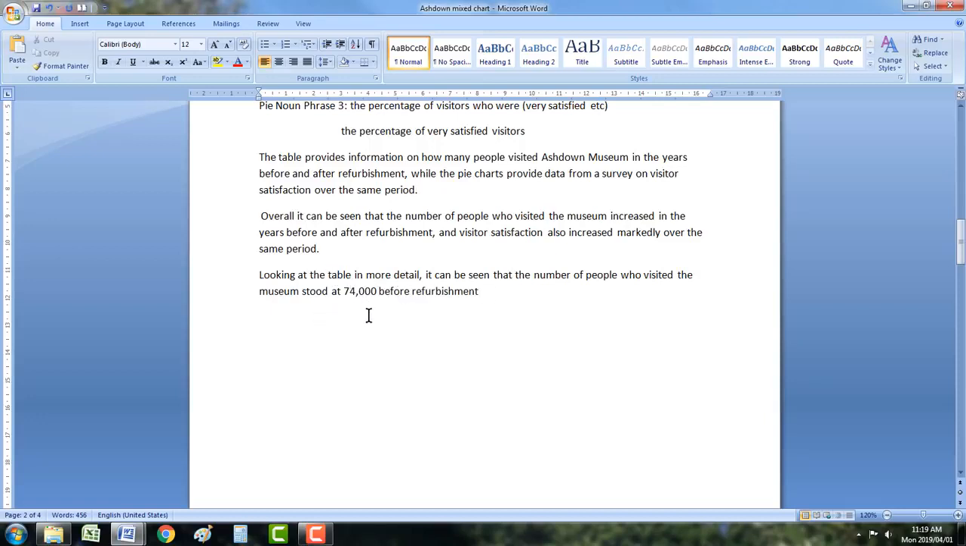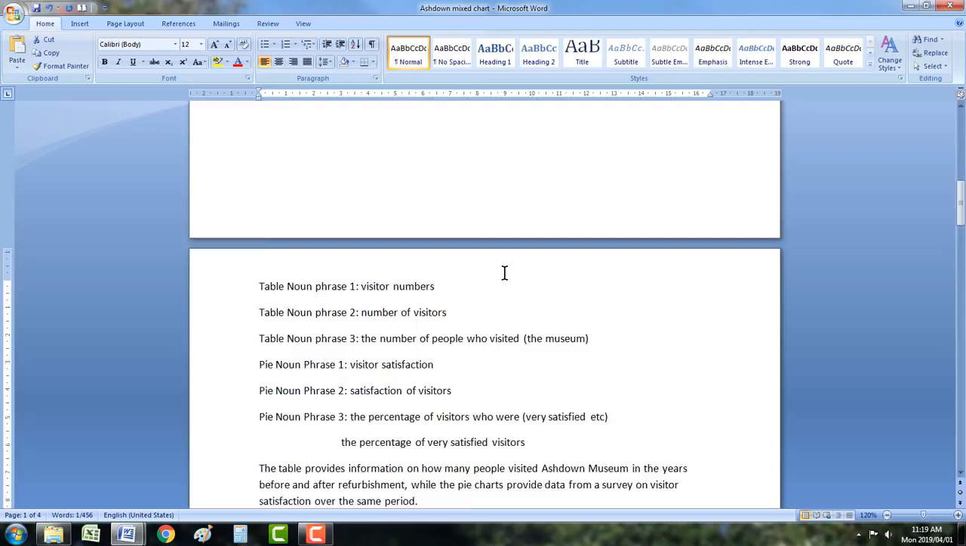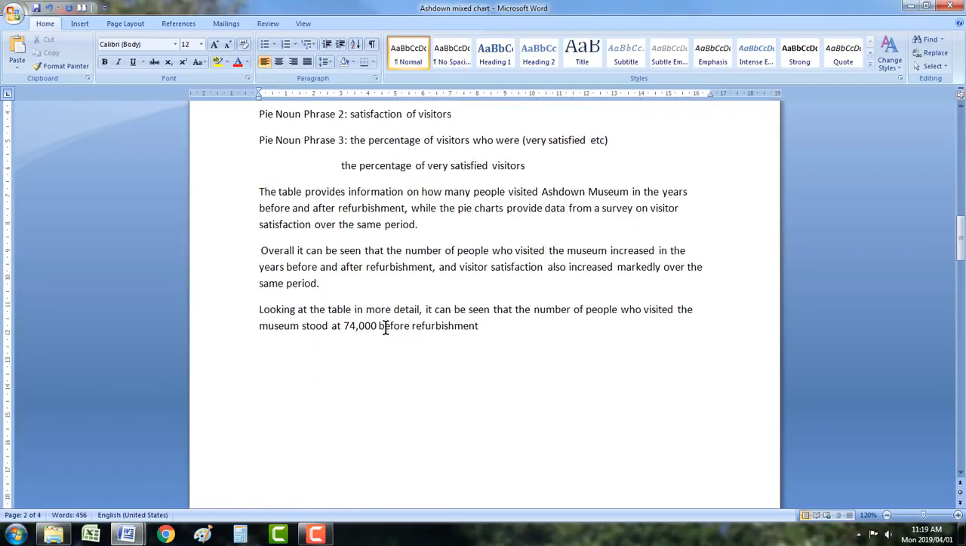Stood at 74,000 before refurbishment. I've used a comma there because they used a comma there. Just do what they do. So that's fine, but can you think of a paraphrase for before, which is a bit nicer? Prior to. That's even nicer than before, okay?